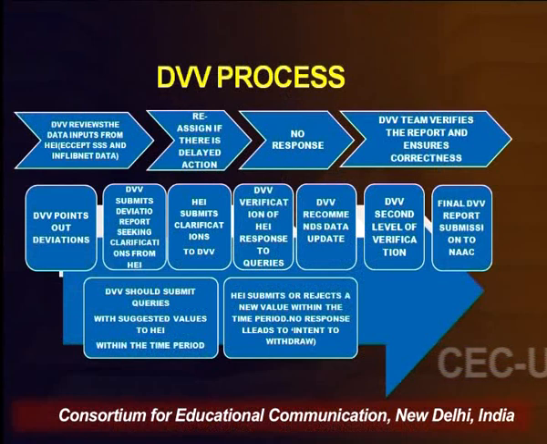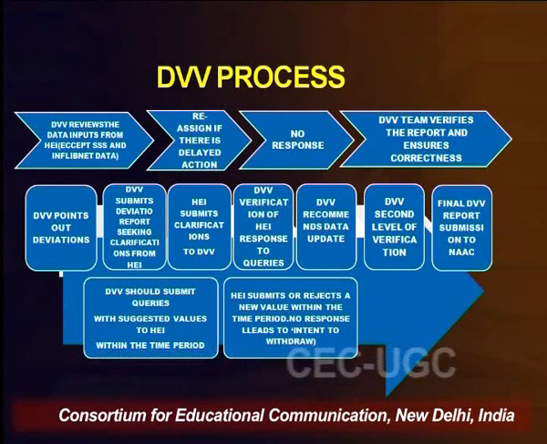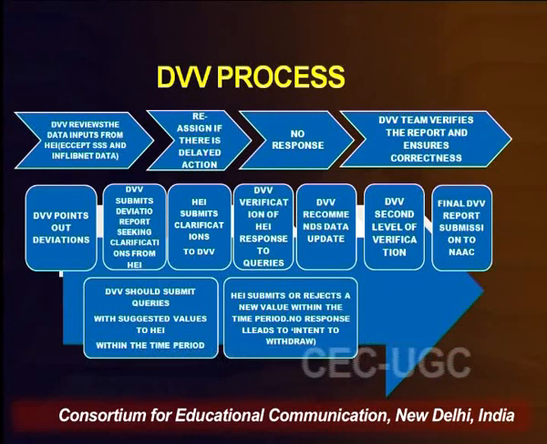Now let us see the DVV process in detail. Let us have a look at this. The DVV points out the deviations. If there are deviations, a report is sent to the institution. The institution submits the clarification within whatever time span is mentioned. After the data is sent, you need to update the information, and then the deviation report is sent back to NAAC. So finally, the DVV response is submitted to NAAC. All this process has to be in sequence and in detail.